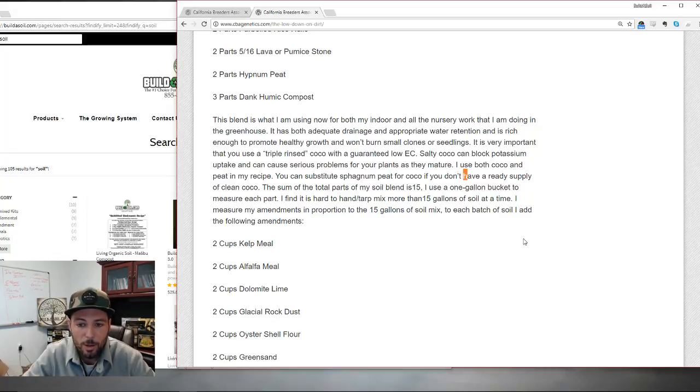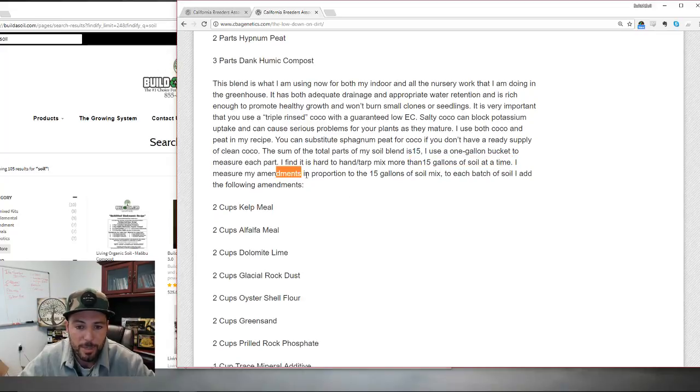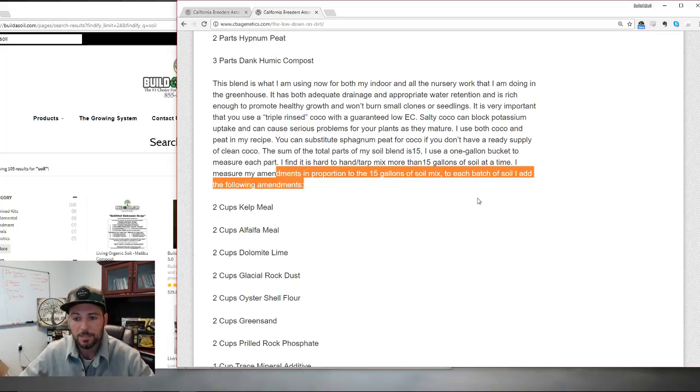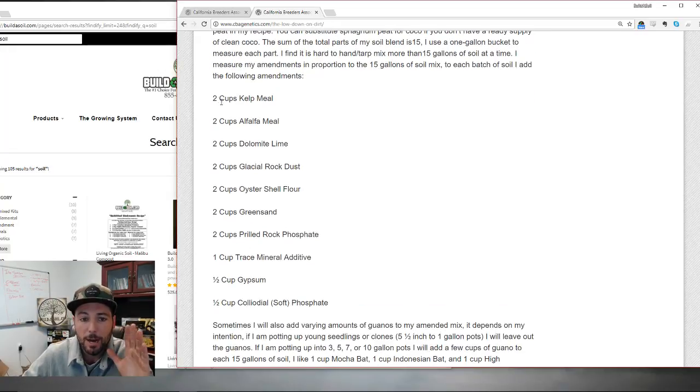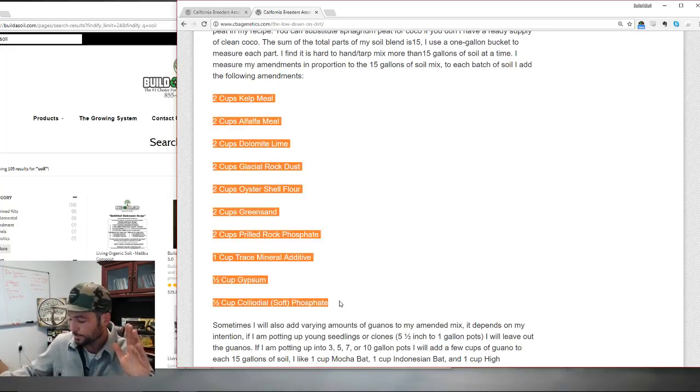The sum of the total parts of the soil blend is 15. He uses a 1-gallon bucket to measure each part. He finds it hard to hand-tarp mix more than 15 gallons of soil at a time, so he also measures the amendments in proportion to 15 gallons of soil. And to each batch of soil, he adds the following amendments. I'm going to go over BuildASoil's and his, okay?